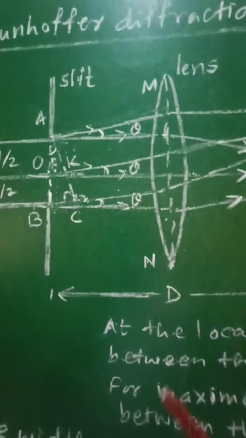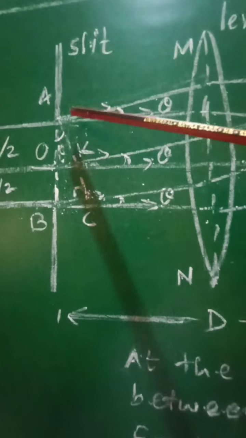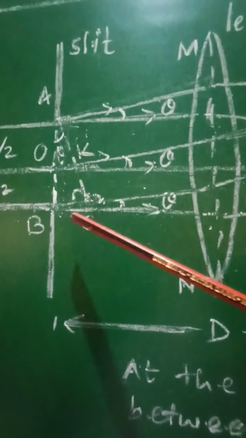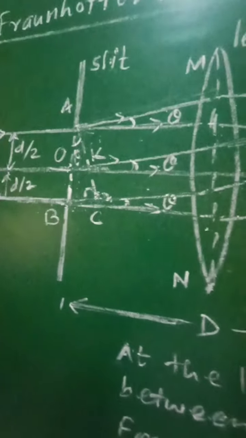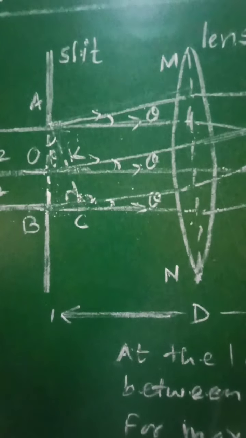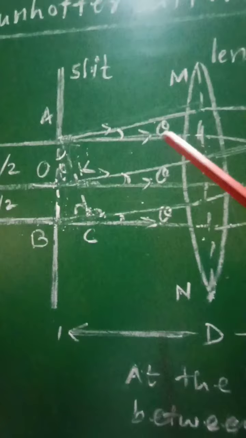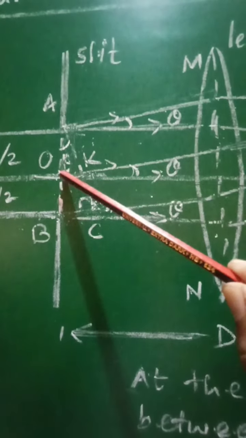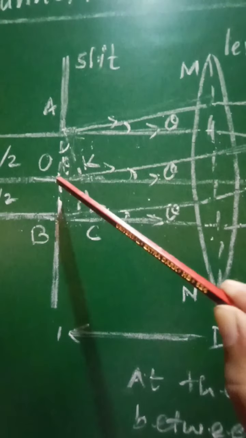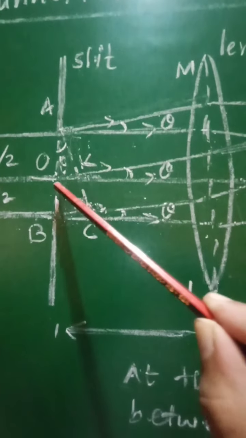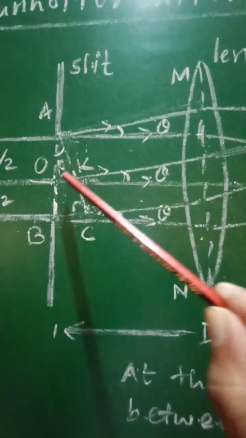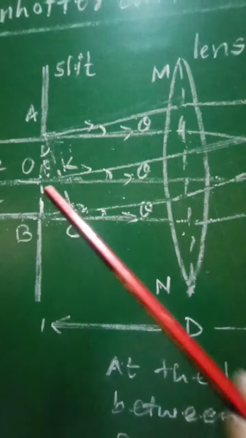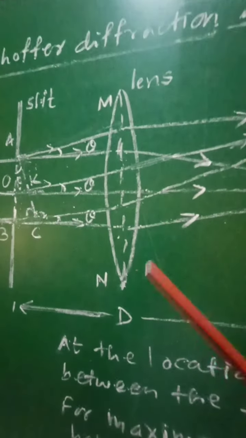Now suppose the path difference between the rays of light emitted from point A and from point B is equal to lambda, that is d sin theta equal to one wavelength, that is lambda. Then the path difference between the waves emitted from point A and O will be equal to half of that wavelength, that is lambda by 2. So this OK will be equal to lambda by 2. BC is equal to lambda.